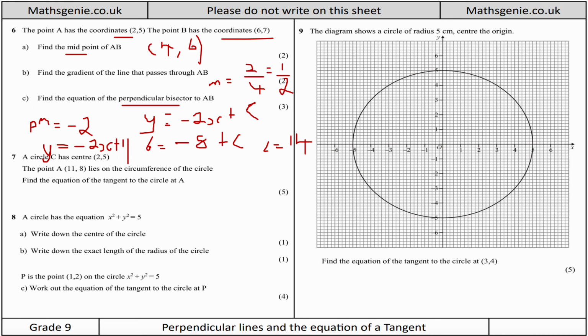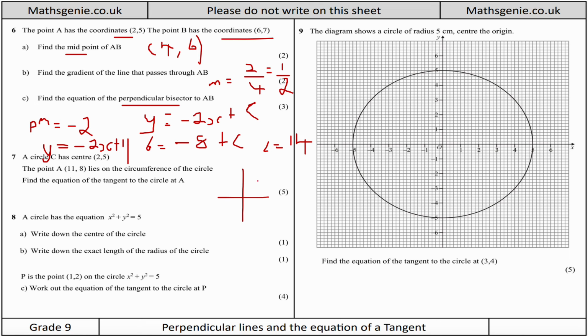This is question number 7, guys. A circle has centre 2, 5. The point A lies on the circumference of the circle. Find the equation of the tangent at A. So it has a centre 2, 5, and A lies on the circumference. If we work out the gradient from the centre, let's draw a little sketch here, because it might actually help us.